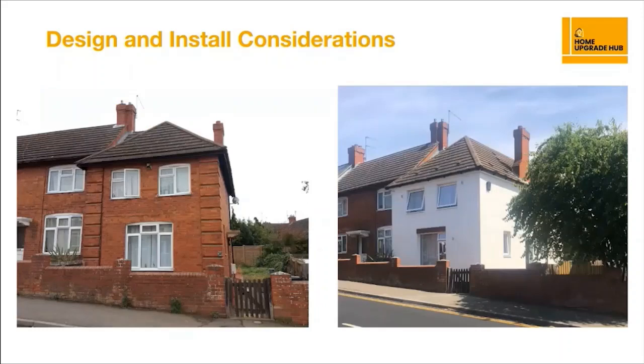Some other design and install considerations here. So on this property, you might be able to see that there's a stepped roof line and also the ground levels. So it was on a hill, so it was quite challenging, although it was very similar to a lot of the other homes within the programme. The particular location of this meant that it needed some special details to account for those level changes. So on the left, we've got it pre-retrofit, and on the right, it's post-retrofit.